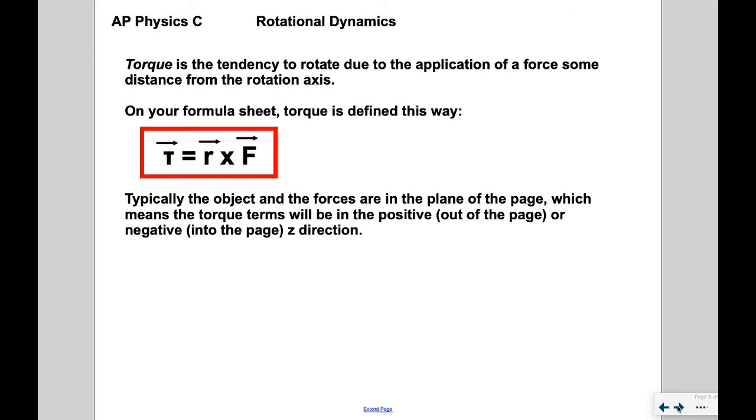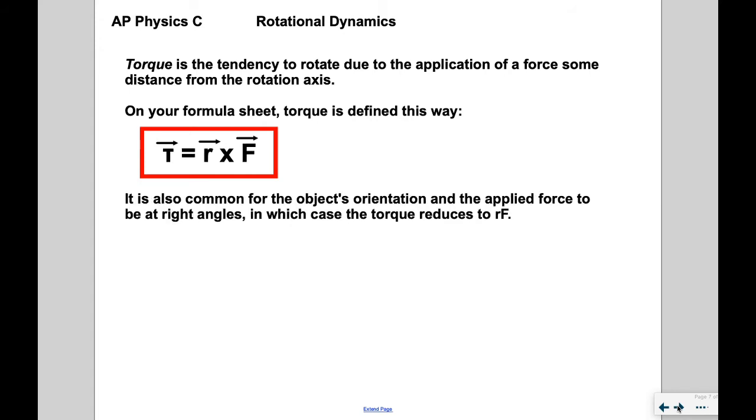The sign convention that works for rotational kinematics variables, position, velocity, acceleration, also goes for torque. It's also common for the orientation of the object, or at least the r from the rotation axis to the location where the force is applied, to be at right angles, in which case the torque reduces to r times F, because the angle between them would be 90.